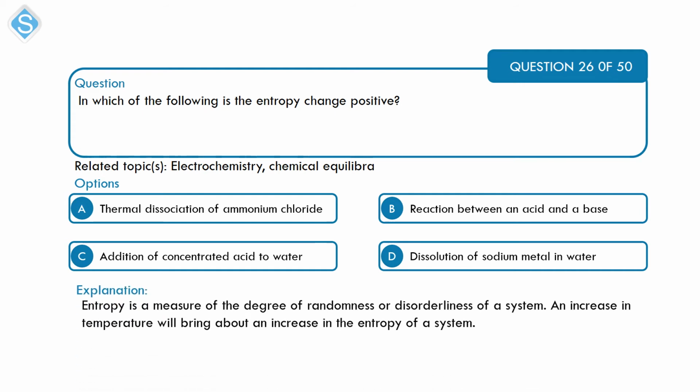Okay, so entropy is the measure of the degree of randomness or disorderliness of a system. An increase in temperature would bring about an increase in the entropy of a system. That makes option A, thermal dissociation of ammonium chloride, the correct option, because that requires that the ammonium chloride be heated, and when that happens, the entropy of that system is going to increase.